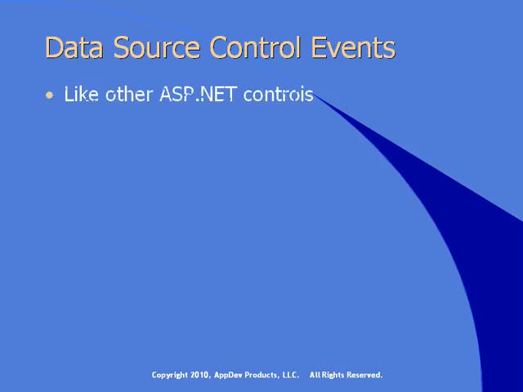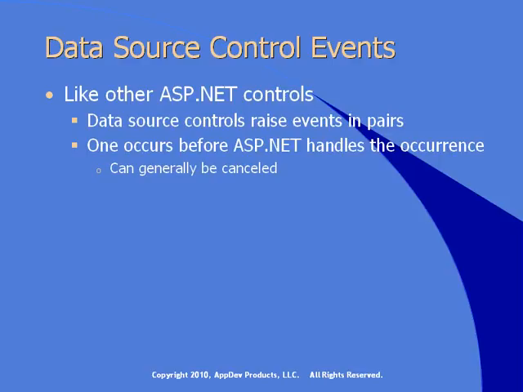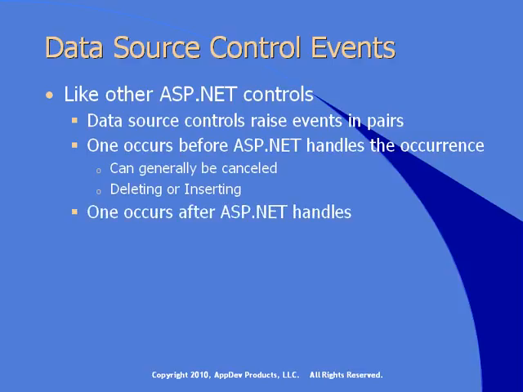Like other ASP.NET controls, DataSource controls raise their events in pairs. One occurs before ASP.NET handles the occurrence that caused the event to happen, and that one can generally be canceled. For example, an event like deleting, or inserting. These occur before ASP.NET handles the deletion or the insertion. And then there's one that occurs after ASP.NET handles the occurrence. For example, the deleted event or the inserted event. These occur after the deletion is handled or the insertion is handled.